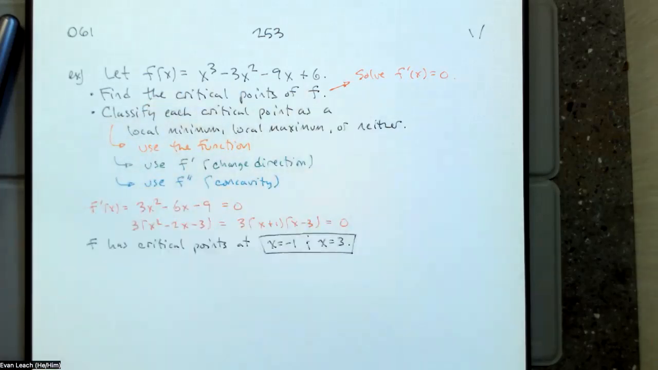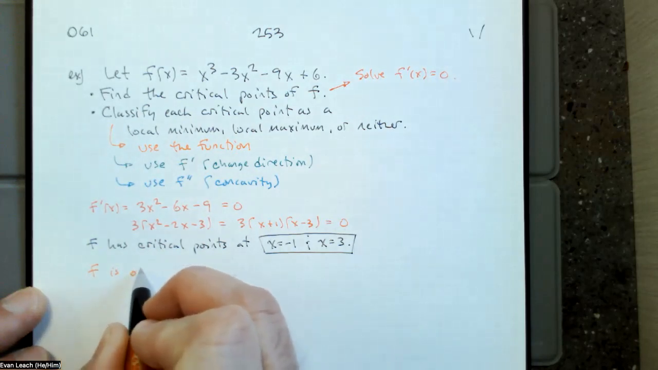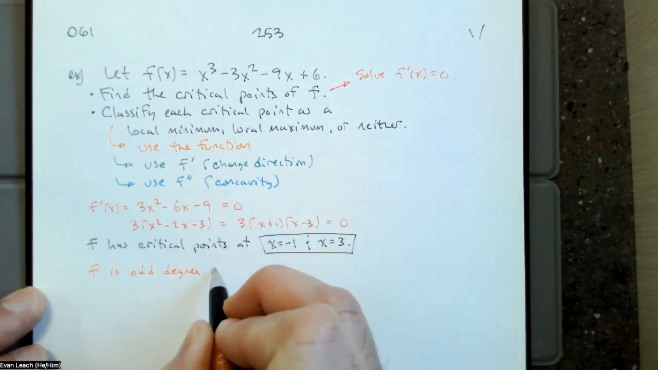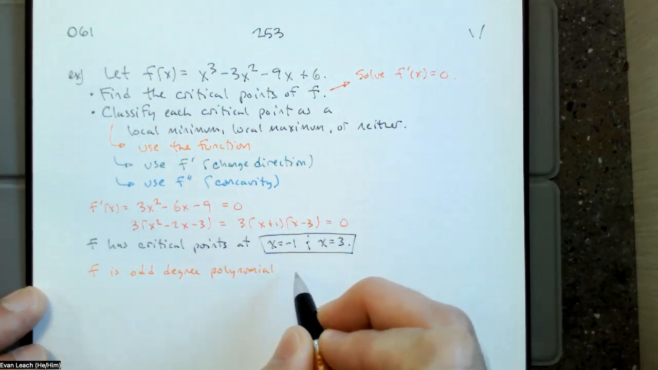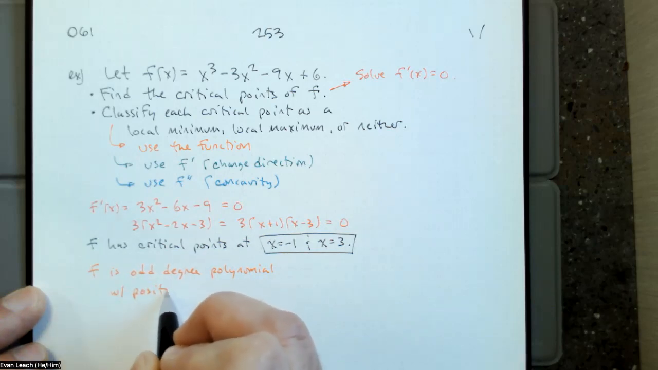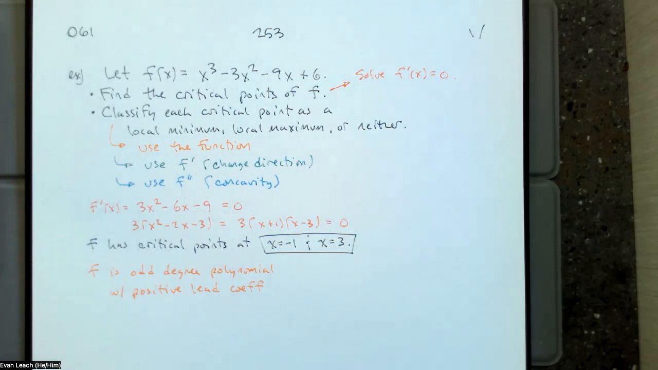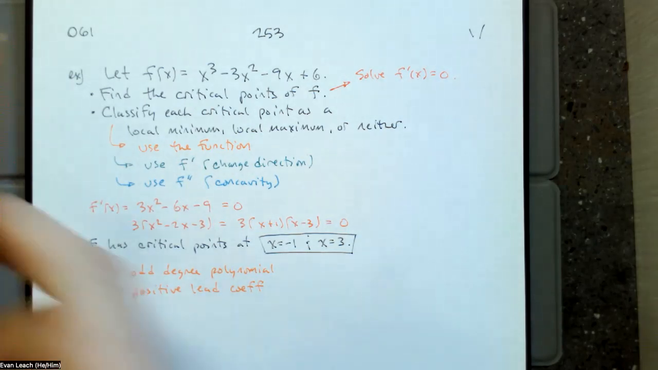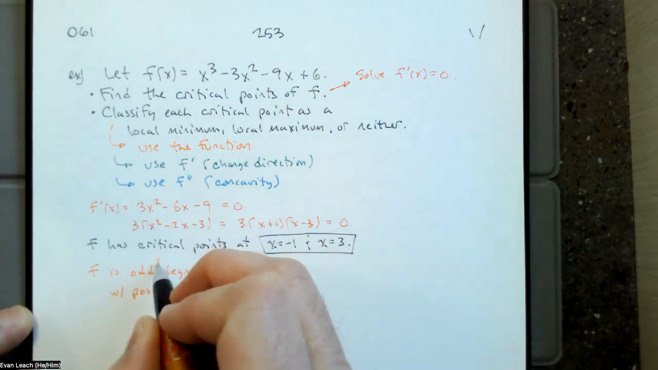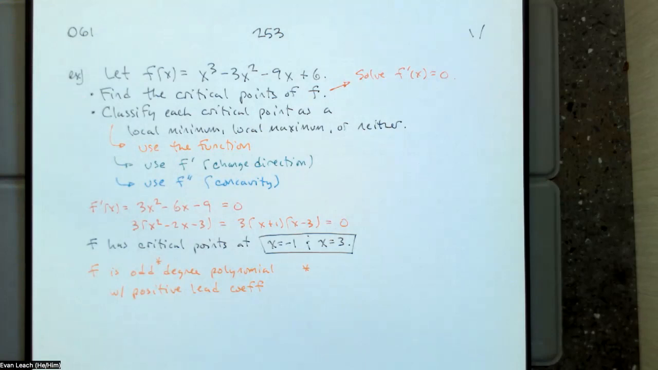If we want to use the function to do this, we could. This is going to be very simple because we know a lot about polynomial functions. We've got an odd degree polynomial with a positive leading coefficient. So in the classify category, if we're going to use the function, we know that f is an odd degree polynomial with positive leading coefficient. More than just odd, it's a third degree polynomial. And we know that a third degree polynomial makes a maximum of 2 changes in direction.